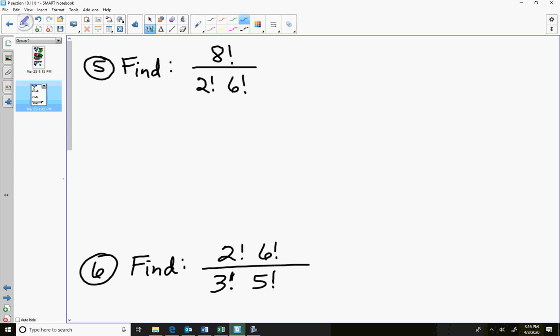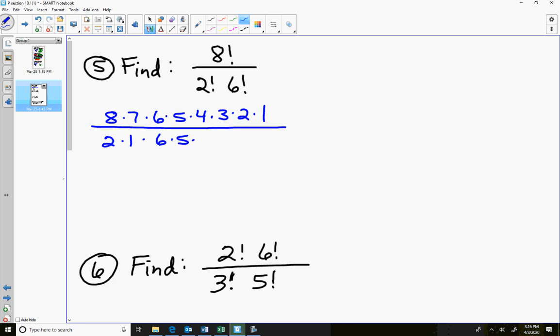8 factorial means 8 times 7 times 6 times 5 times 4 times 3 times 2 times 1. 2 factorial, 2 times 1. Now, there's nothing between the 2 factorial and the 6 factorial, so multiplication is implied. And then now 6 factorial, 6 times 5 times 4 times 3 times 2 times 1.